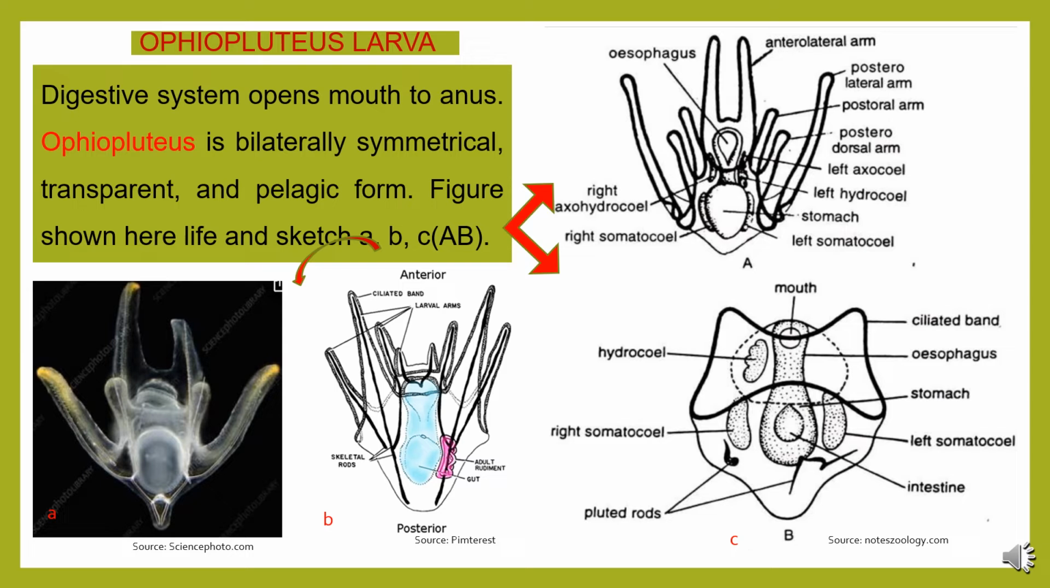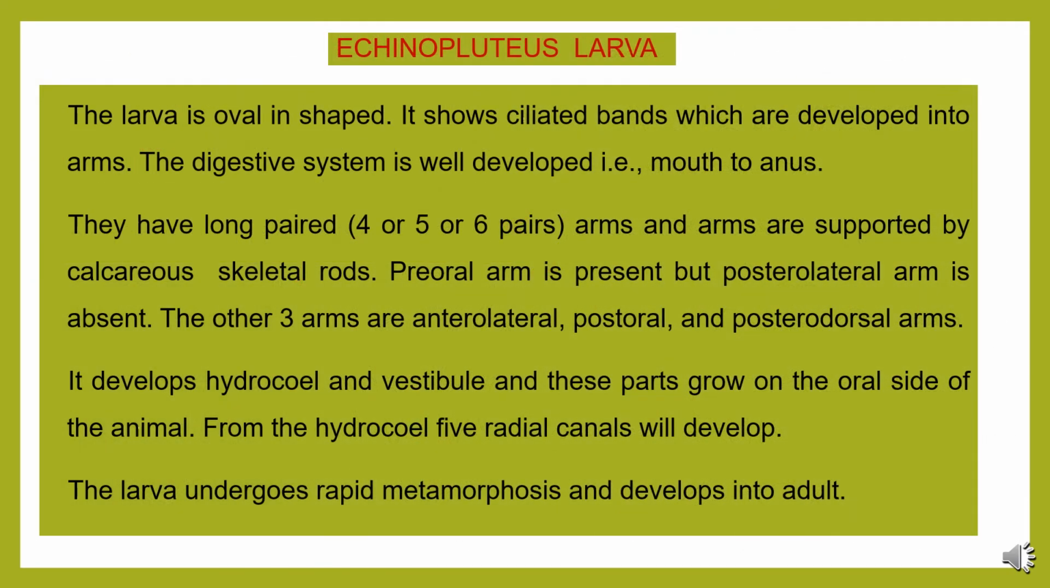The digestive system opens from mouth to anus. Ophiopluteus is bilaterally symmetrical, transparent, and a pelagic form. Figure shown here, live and sketch of Ophiopluteus larva. Let us discuss Echinopluteus larva.